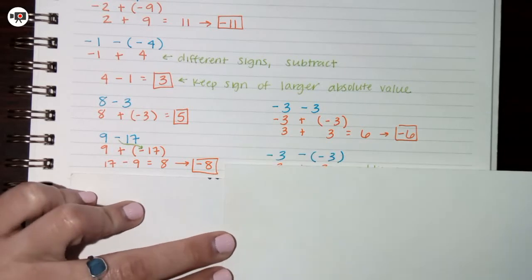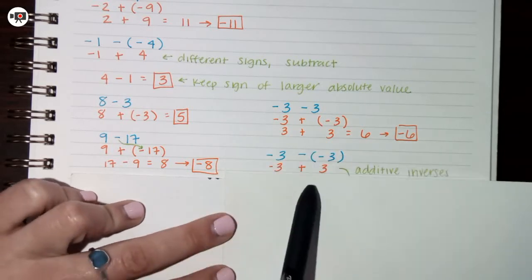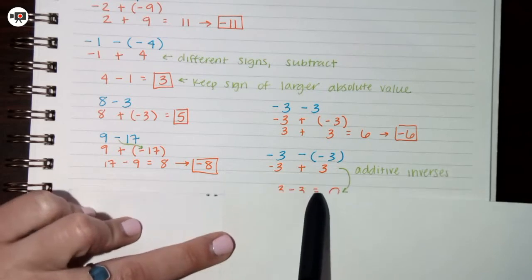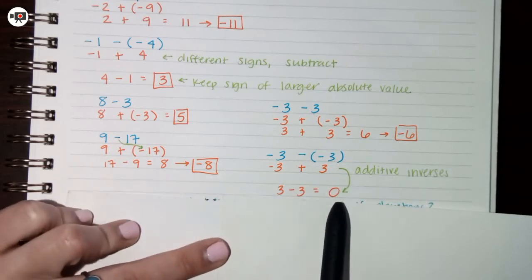If we have 3 minus negative 3, that is 3 plus 3... these are additive inverses, so our answer is 0.